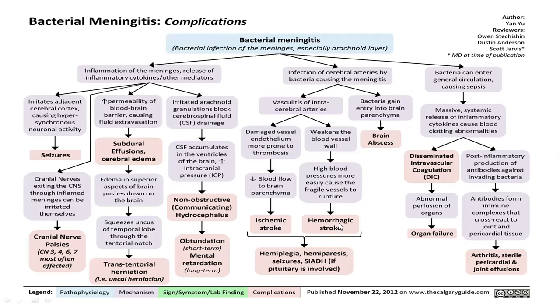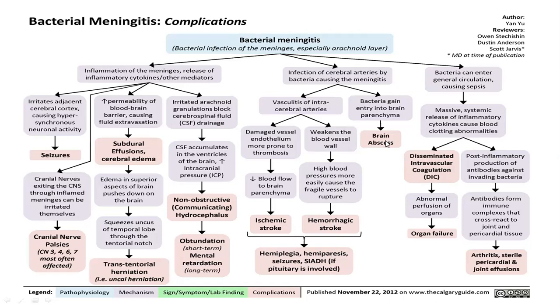This patient may also end up with a hemorrhagic stroke. High blood pressures more easily cause the fragile vessels to rupture, and your patient may end up with a hemorrhagic stroke. And with stroke, they'll end up with hemiplegia or hemiparesis, seizures, among the many complications that may occur.